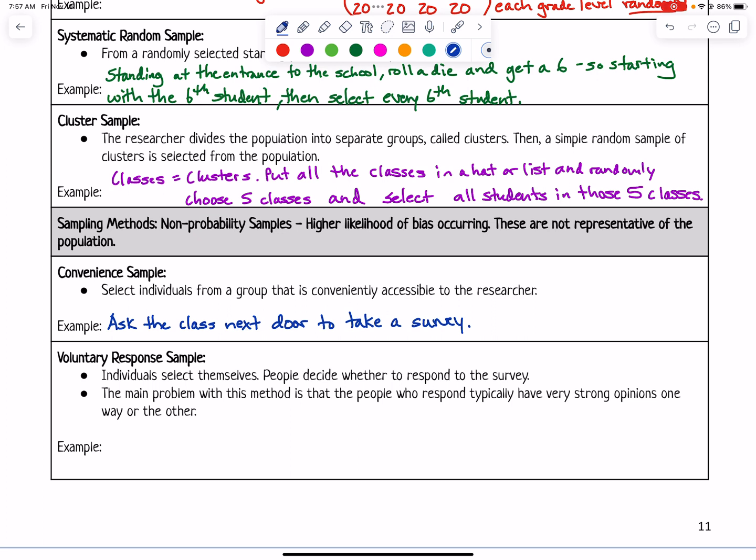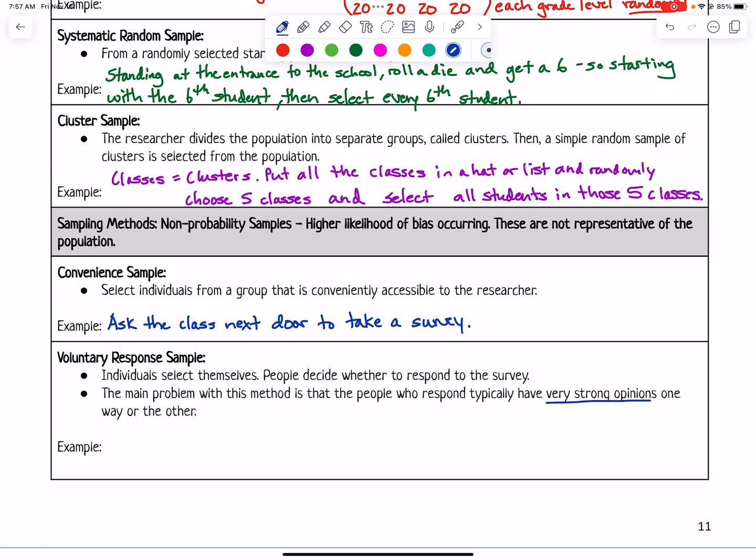So voluntary response sample is when you have individuals select themselves, so people decide whether to respond to the survey or not. The main problem with this method is that the people who respond typically have a very strong opinion one way or the other. It's like when they ask you on a radio station or a podcast or on TV to call in and voice your opinion. That is a voluntary response sample.